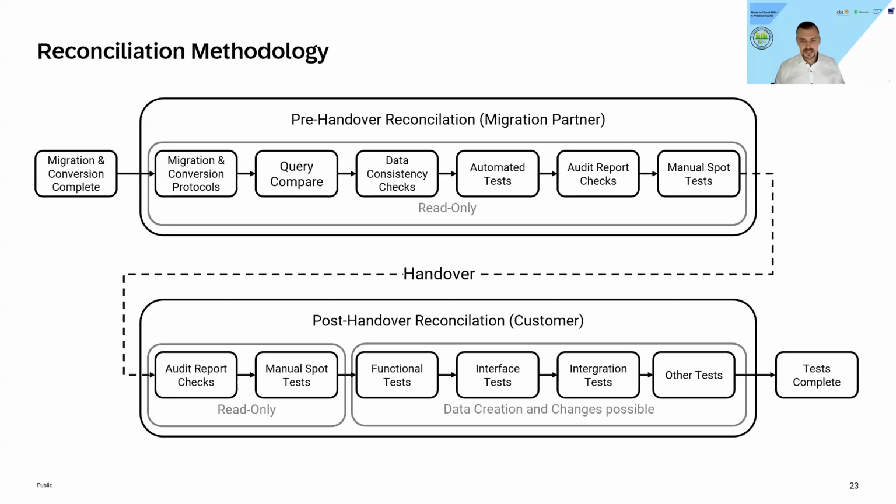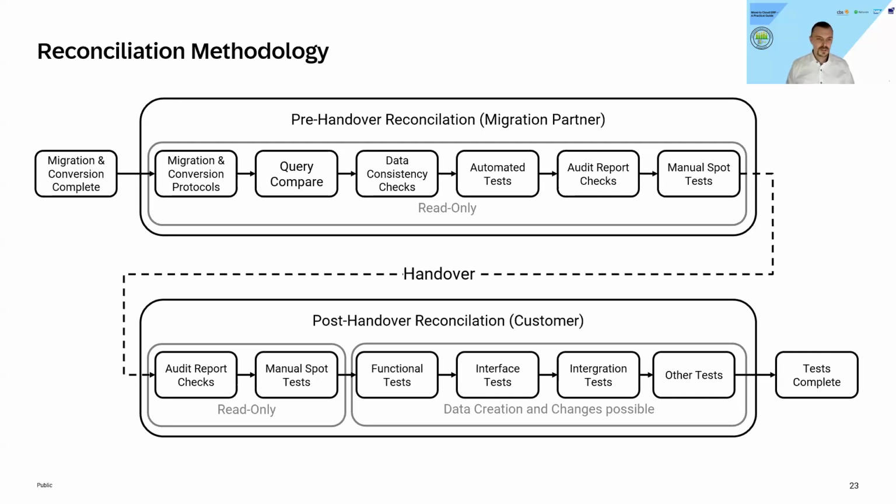Then coming to the next step, going more in the functional direction, talking about the audit report checks. So preparing important audit report checks, for example a balance comparison, which we prepare here, already taking a look from a migration partner perspective, seeing if there is any difference, and if there is, whether it is explainable.